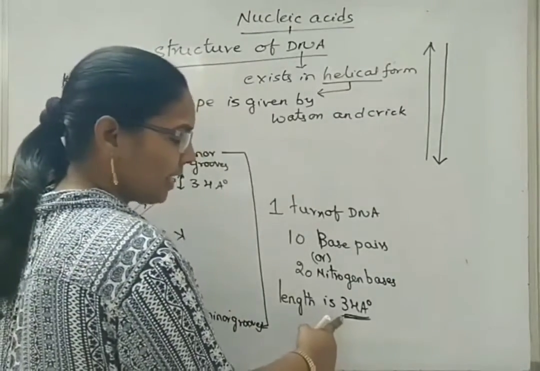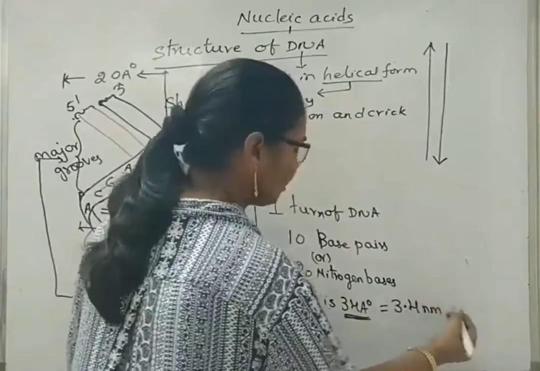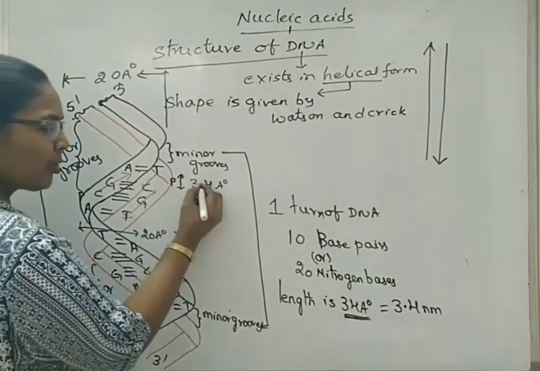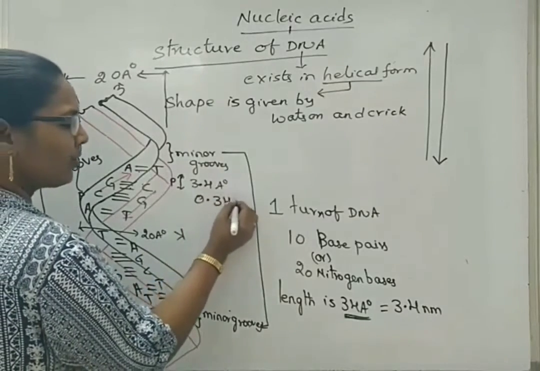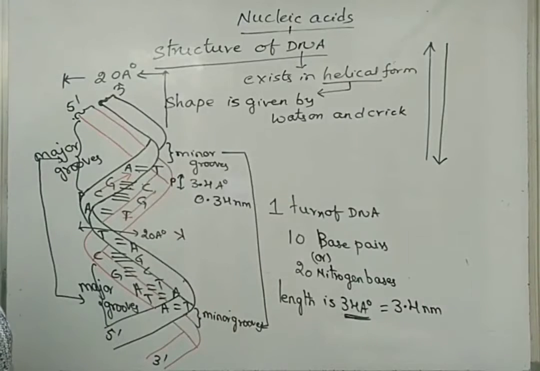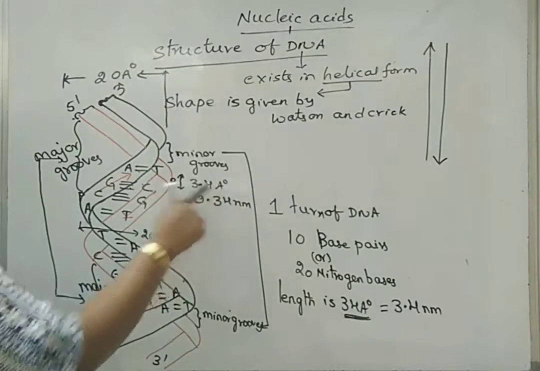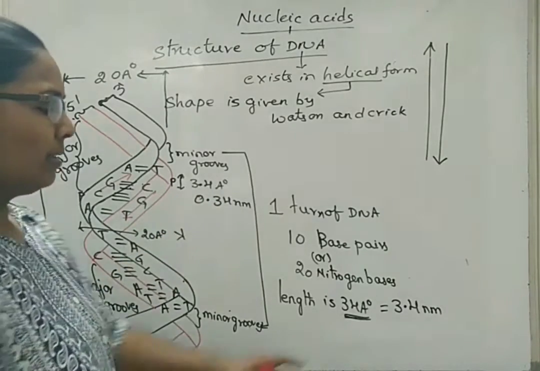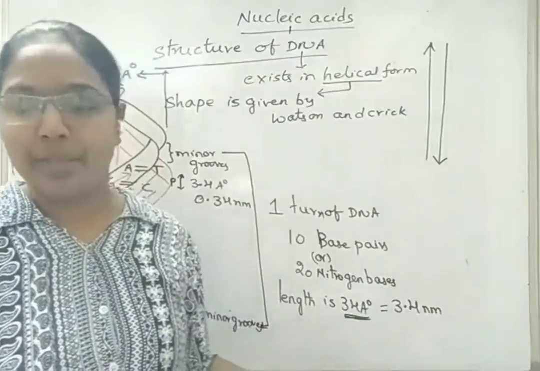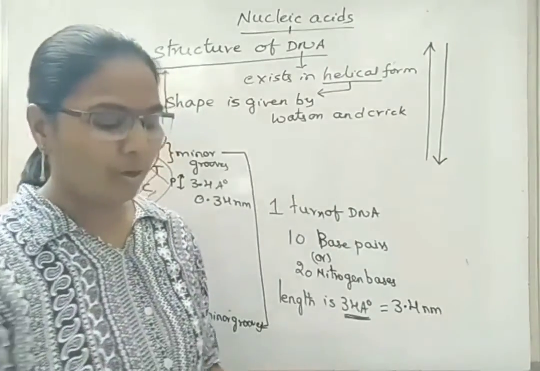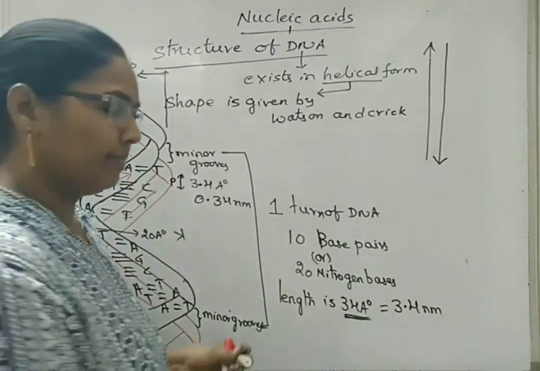If we write the same value in nanometers, it will be 3.4 nanometers. If we write the value of 3.4 angstroms between two nitrogen base pairs, it will be 0.34 nanometers. Sometimes while questions are being framed, the units are changed from angstroms to nanometers. Still we need to remember that 34 angstroms or 3.4 nanometers, and 3.4 angstroms or 0.34 nanometers, the value is the same.